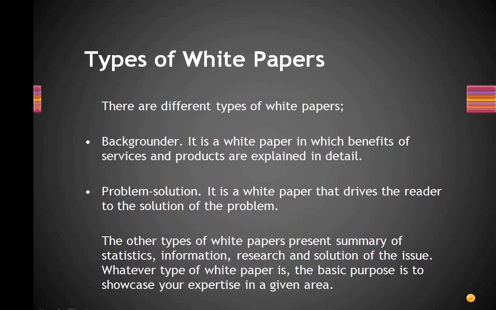Types of white papers. There are different types of white papers. Backgrounder: it's a white paper in which benefits of services and products are explained in detail. Problem solution: it's a white paper that leads the reader to the solution of the problem. The other types of white papers present a summary of statistics, information, research, and solution of the issue. Whatever the type of white paper is, the basic purpose is to showcase your expertise in a given area.